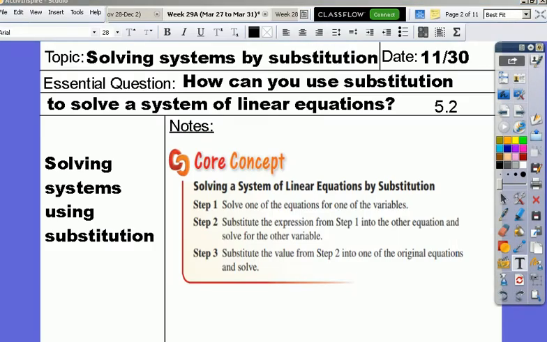So we are moving on to section 5.2. If you're taking notes, please make sure to label this 5.2. You should be taking notes. Please label this 5.2.